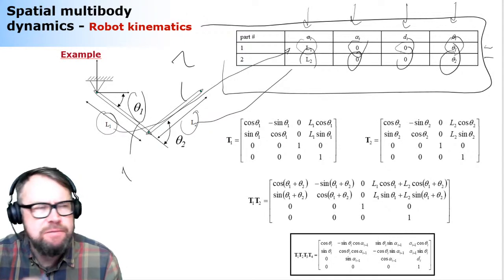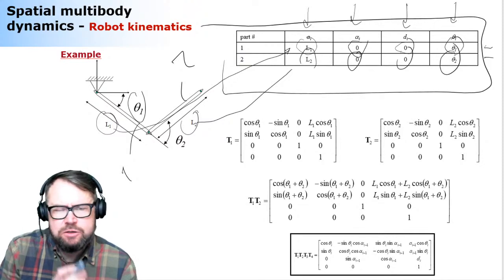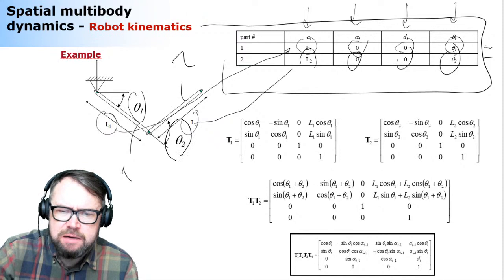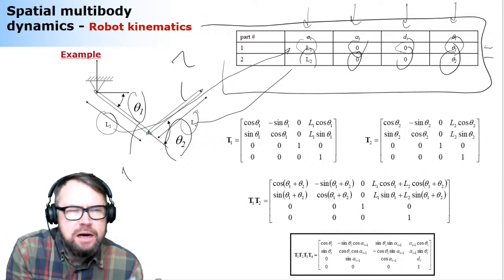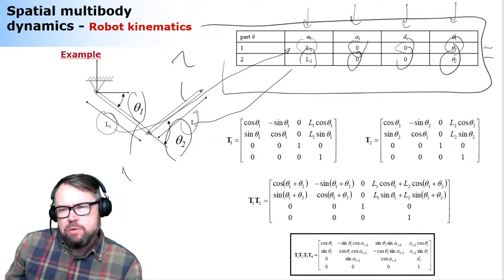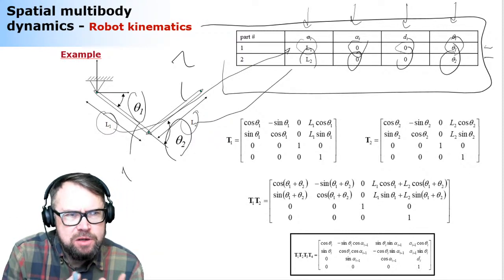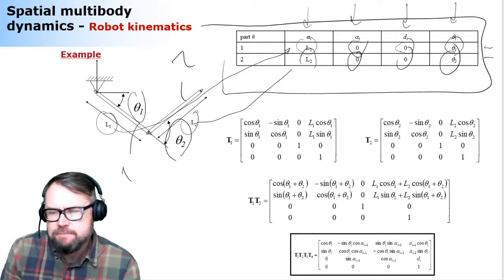So it's a little bit of a different concept than in multi-body system dynamics, because in multi-body system dynamics, we would always look at the global coordinates. How is an orientation with respect to the global coordinate system? Here, we're looking at the relative coordinate, how they are rotating with respect to each other.